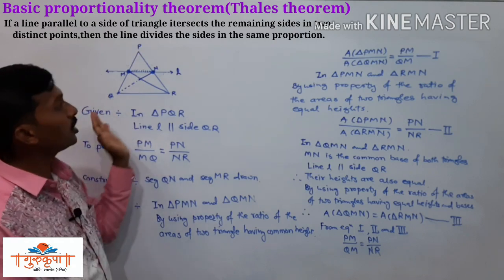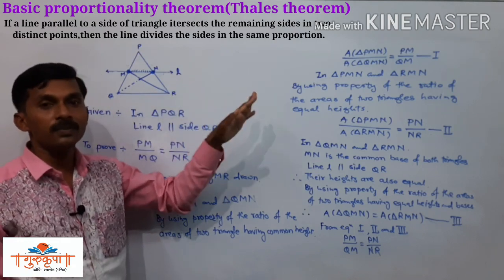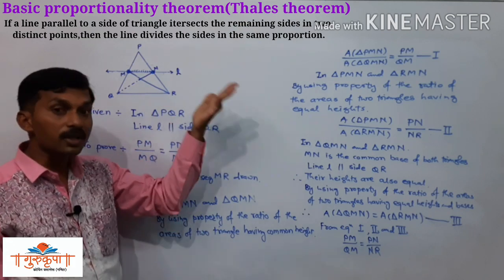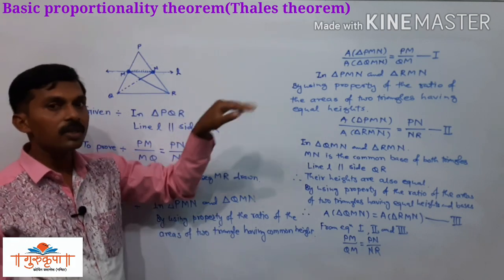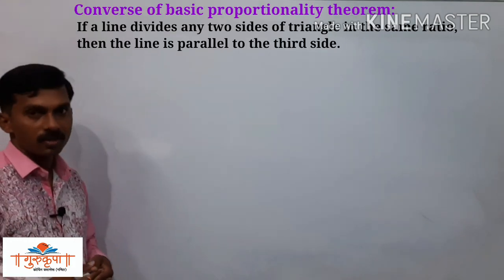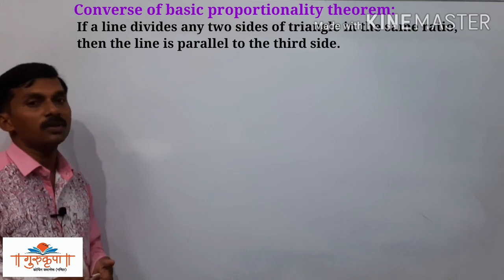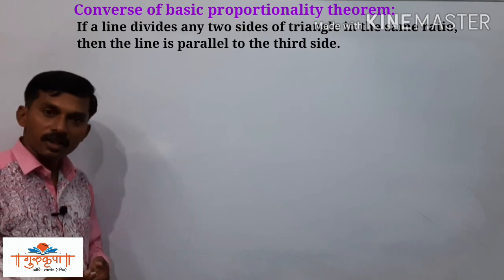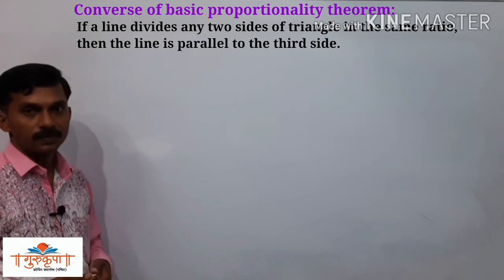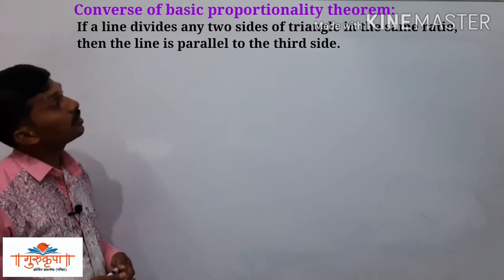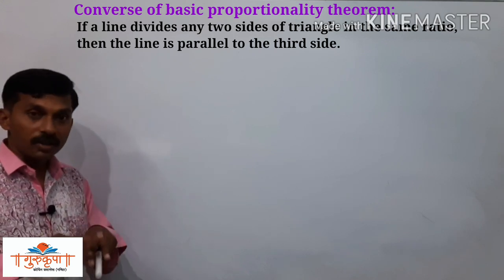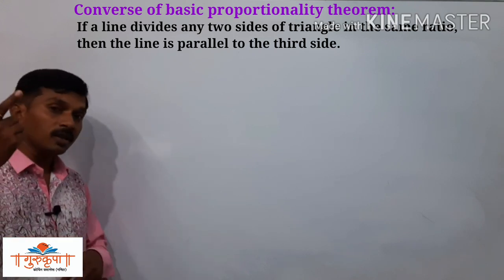So this is all about the basic proportionality theorem, which is also called Thales theorem. Now we have to study the converse of the basic proportionality theorem next. Actually we are not going to prove that converse, but we know the meaning of converse. In the theorem, whatever the given information and whatever the part which we have to prove, both are going to interchange in the converse.